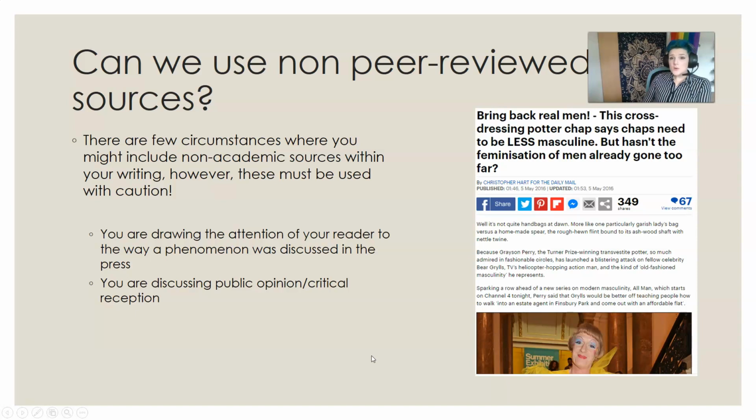Further, you might also use non-academic sources if you're discussing public opinion or critical reception. So again, if you're discussing art, such as a literal piece of art or perhaps a film, you might want to discuss how that film has been received by the public or by critics. So in which case, citing an article from The Guardian reviewing the film might be a good way to show how the public and critics have responded to this artistic piece.